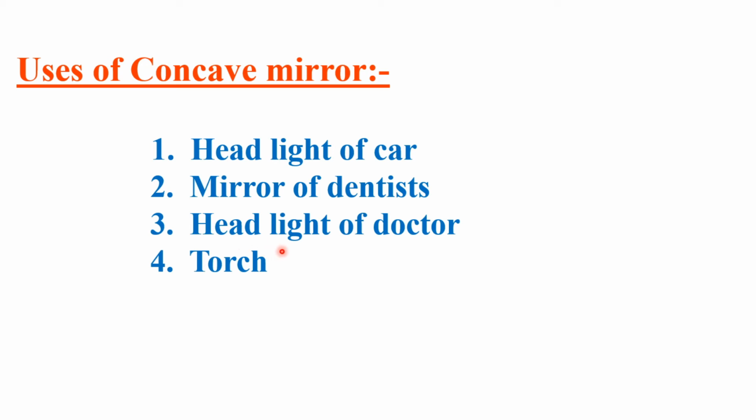In headlight of doctor also same thing happens, and in torch also the reflectors are there which are reflecting the beam of light ahead. Now what is happening in mirror of dentist? The dentist is placing the object in between F and P, and so the virtual image will be formed. Virtual image means virtual and erect image of the teeth will be seen inside the mirror.